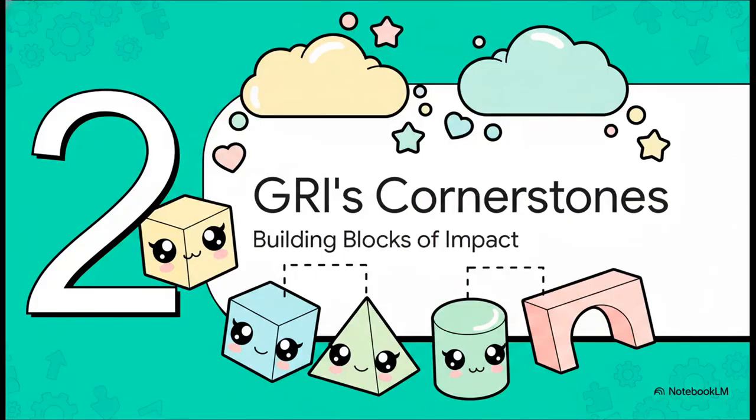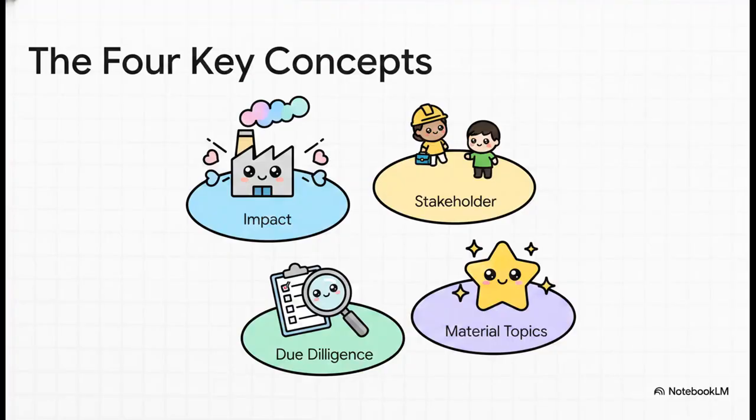So, how in the world do you measure that outward effect in a consistent way? Well, that's where GRI's four foundational cornerstones come into play. These are literally the building blocks for creating a transparent and meaningful report. At the absolute heart of the GRI standards are these four key concepts. You can think of them as the what, the who, the how, and the so what of sustainability reporting. We've got impact, stakeholder, due diligence, and material topics. Let's break each one down.